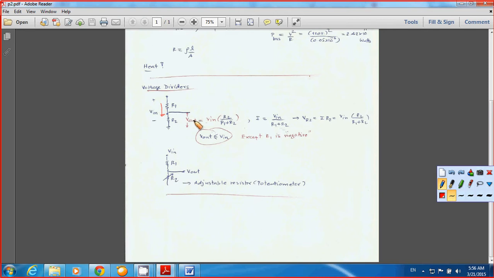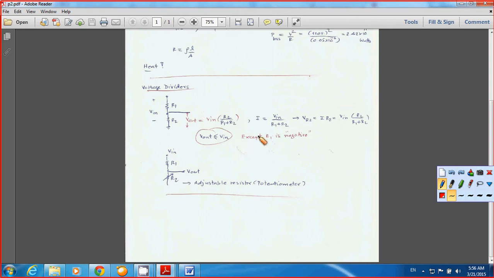Now you want to find V out. This is your V out, or the voltage across R2. You simply multiply the current by R2, so V R2 equals I times R2, and your I is right here. Substitute I and multiply by R2, and it's exactly the same equation as you derived from here.